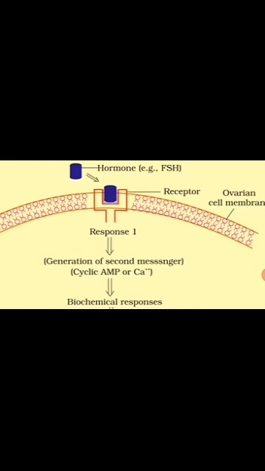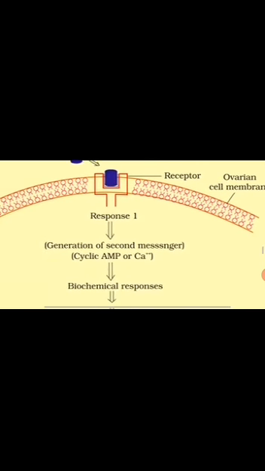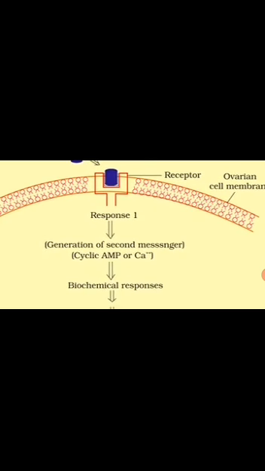FSH does not directly enter inside the ovary, because it is insoluble in lipid, so it binds with the receptor. So that is the first response. Then the second one is the generation of second messenger, that is the cyclic AMP, which gets formed.